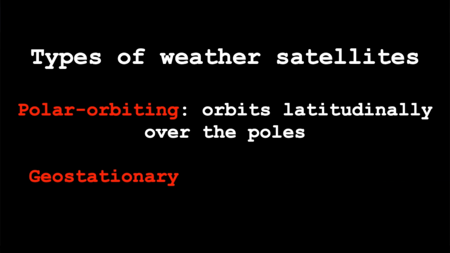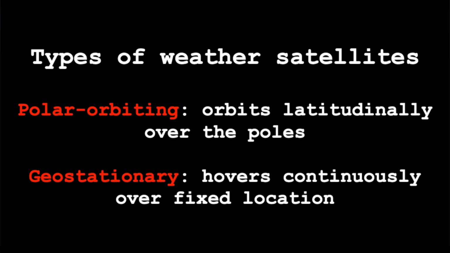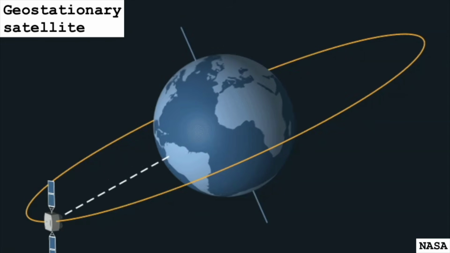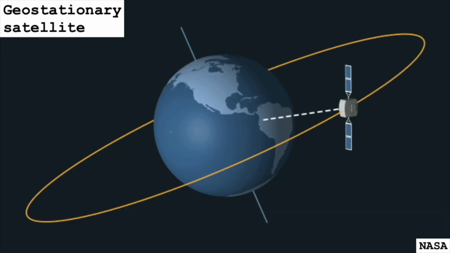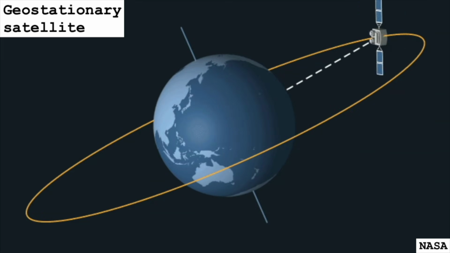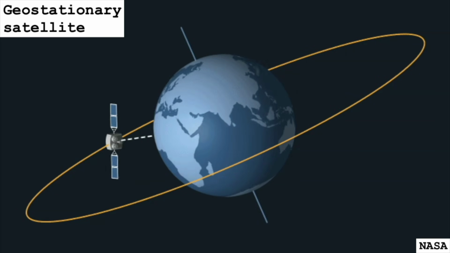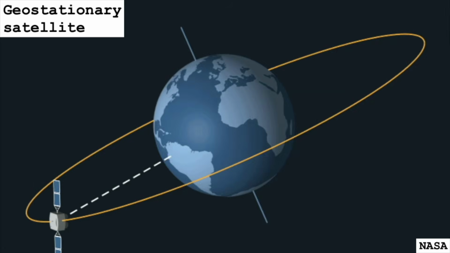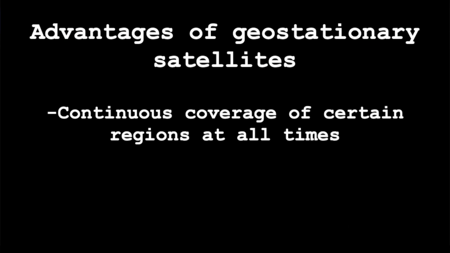So, geostationary satellites hover continuously over a single fixed location on Earth's surface. Essentially, they're synced to Earth's rotation, so they orbit just once around the Earth per day. This provides us with a lot of advantages. Geostationary satellites can give us continuous coverage of certain regions at all times of the day due to the geostationary nature of the satellite itself.